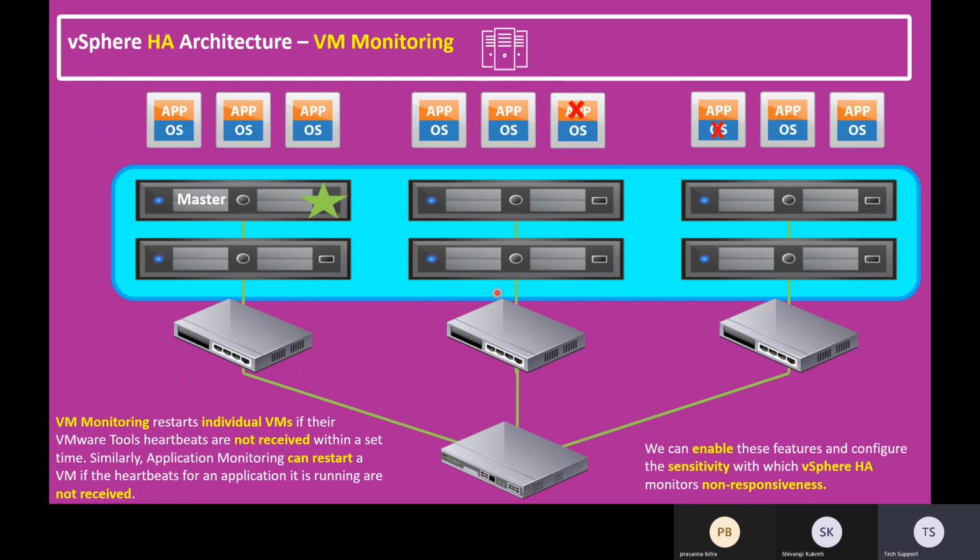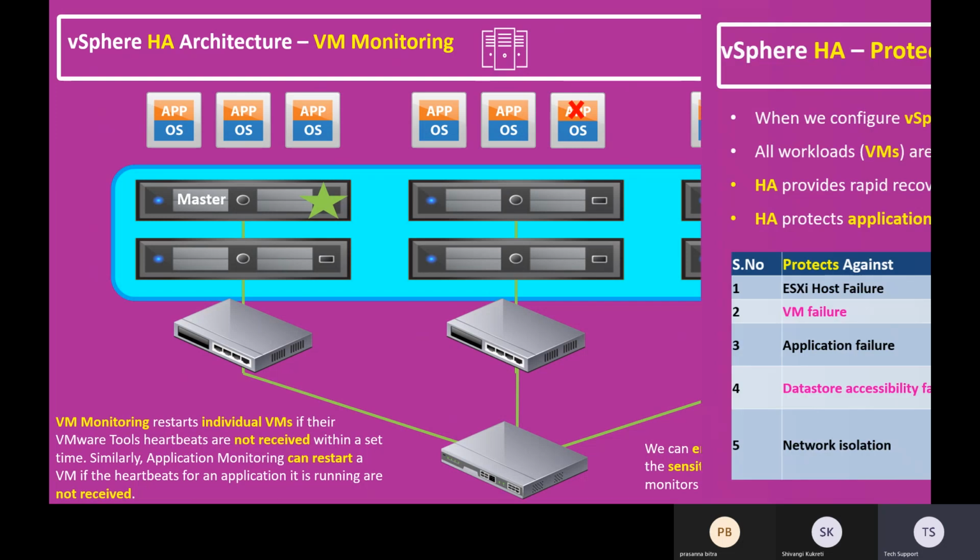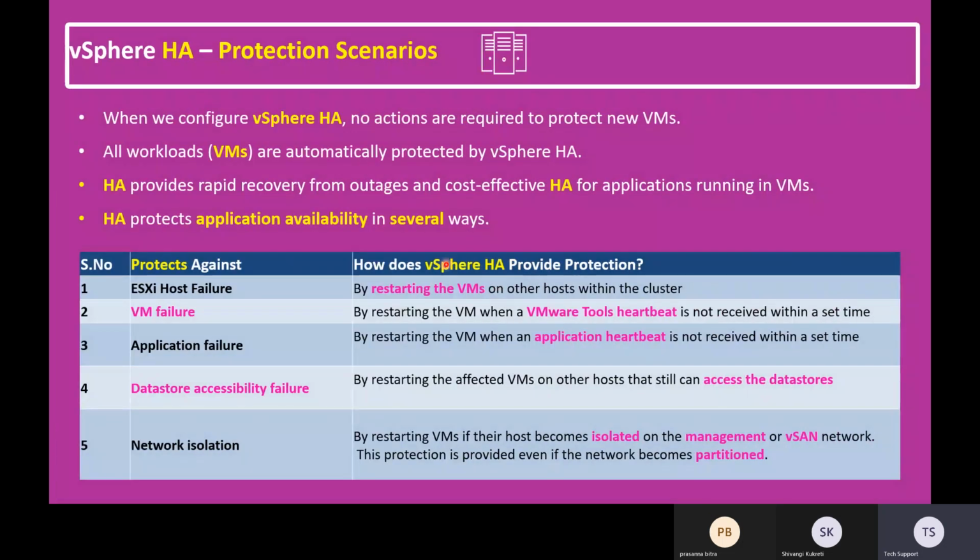Until now, we talked about the main failure scenarios in your ESXi host layer, network layer, and datastore layer. Now, what are the main HA protections? When we configure vSphere HA, no actions are required to protect new virtual machines. All the virtual machines are automatically protected by vSphere HA, high availability. And HA provides rapid recovery from outages and cost effective high availability for applications running in virtual machines.